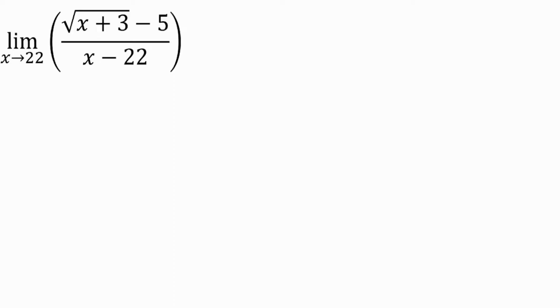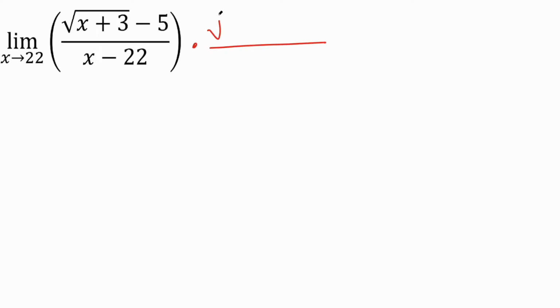And so what I like to do is to see if straight plug-in works. If I plug in 22 for x, the problem is the denominator gives me a 0. And that's a red flag that you have to approach this problem differently. So for this particular problem, we have to multiply by the conjugate. And I'll show you what I mean by that.